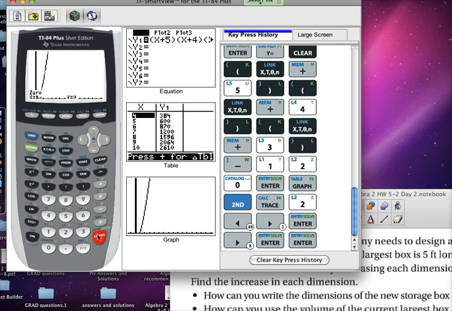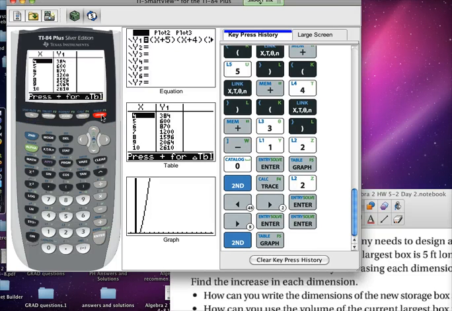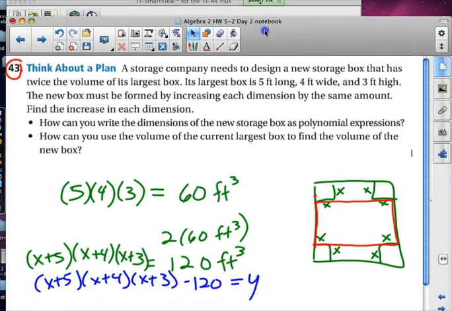And so there's our answer. It's just 1. X equals 1. So we could also get that one from the table. It's pretty rare that you can just get things from the table when you're working with word problems, but 1. We'd increase each dimension by 1.